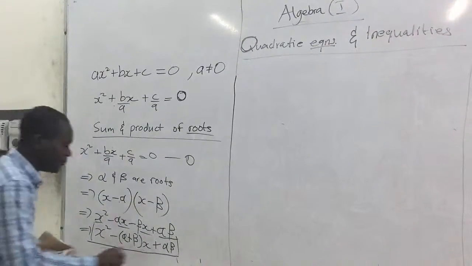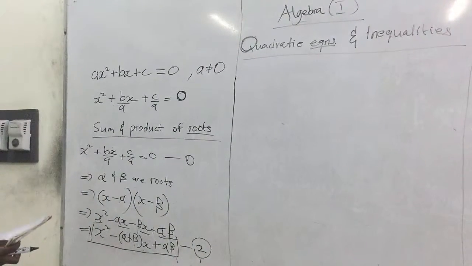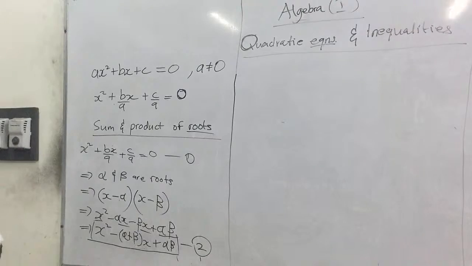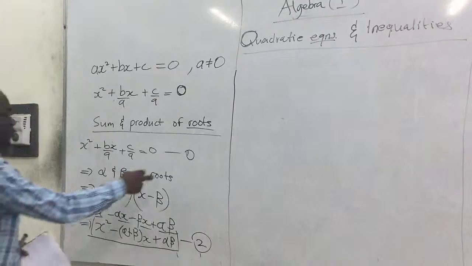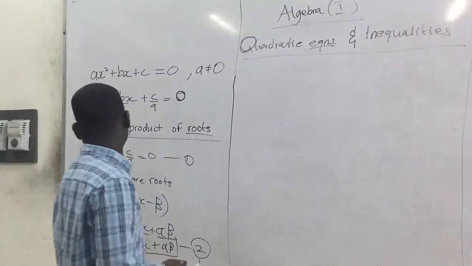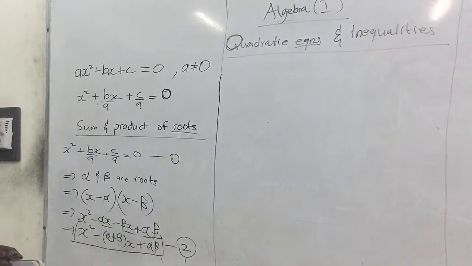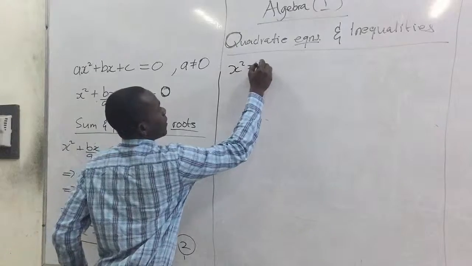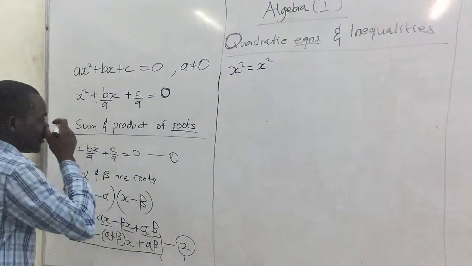So we can name this equation 2 so that we can make some comparisons here. When we get this, we'll be moving on to the comparison between these two equations, that's equation 1 and equation 2, the general form and using the root. Now we can notice that x squared here and x squared here are the same, and my left hand side is equation 1, my right hand side is equation 2.